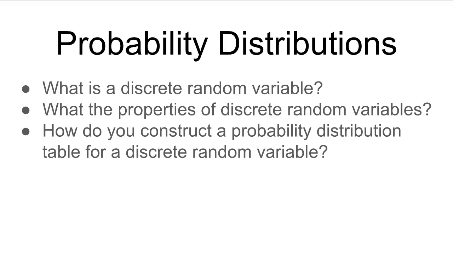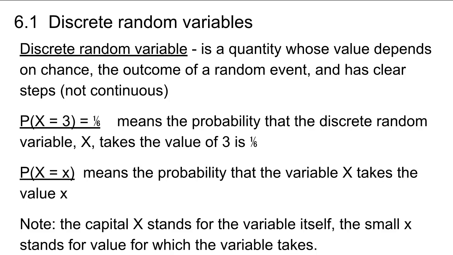I got probability distributions. We want to figure out what a discrete random variable is, figure out the properties of discrete random variables, and construct a probability distribution table. So let's get started. First, start off by copying these things down. Just go ahead and pause this and copy it down. I'll talk about them real quick.